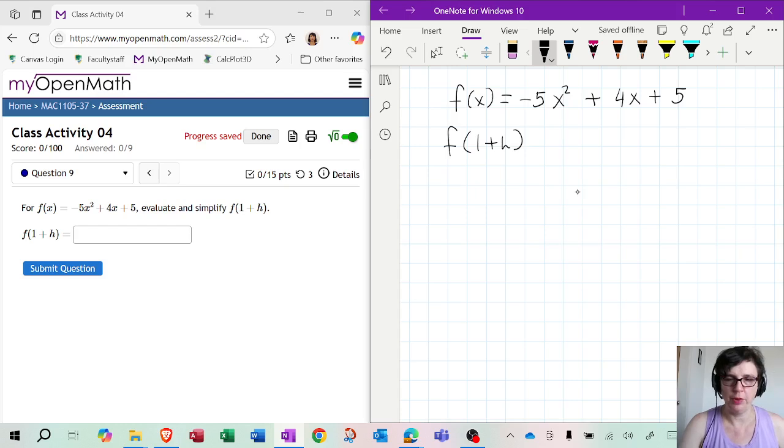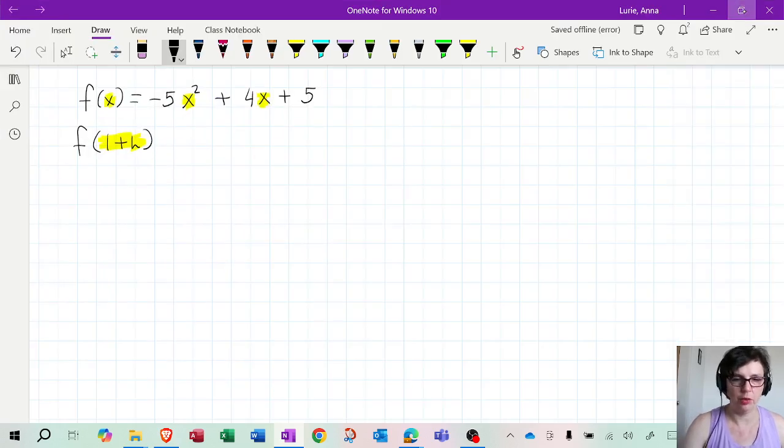So the first thing to realize is this is not multiplication. This is not f times 1 plus f times h. This is actually evaluating the function f at 1 plus h. So what you need to do is replace every x that you see with 1 plus h in parentheses. That's the most important step. So let's go ahead and do that.